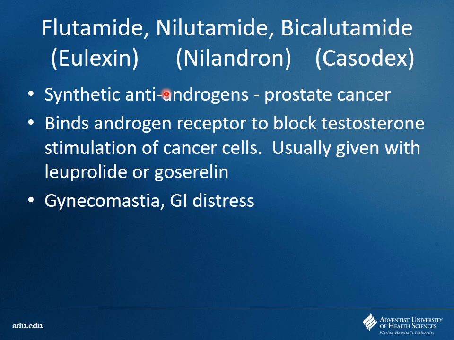Okay. Then on the androgen side, I want to just ignore the guys, but we have a few that are actually going to be anti-androgens. So these include flutamide, nilutamide, and bicalutamide. These are good for prostate cancer, potentially for testicular cancer. And these actually help to block testosterone stimulation of those cancer cells by working as an antagonist at the actual tissue itself. We'll talk about leuprolide and goserelin in just a few minutes here.